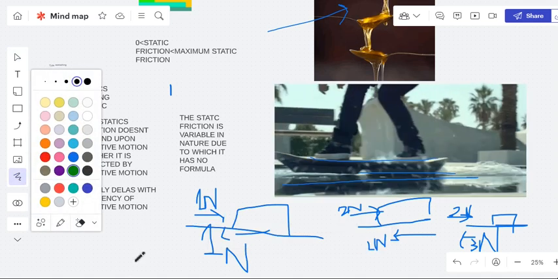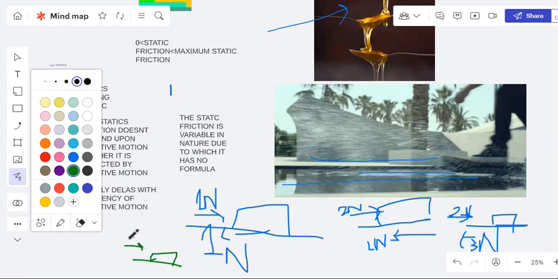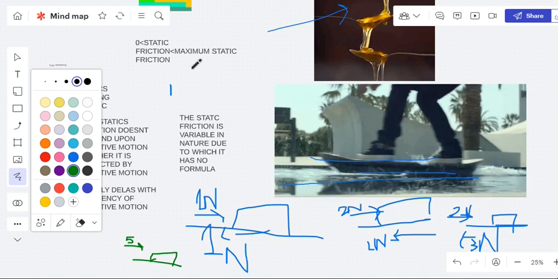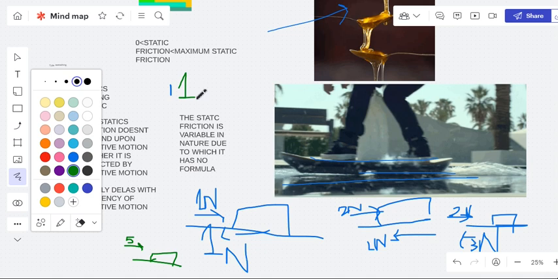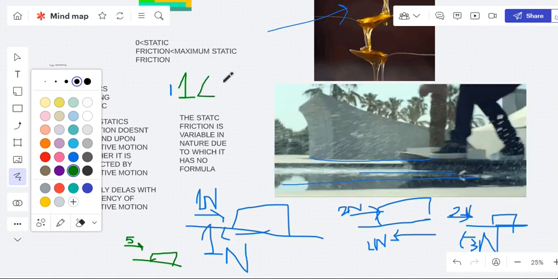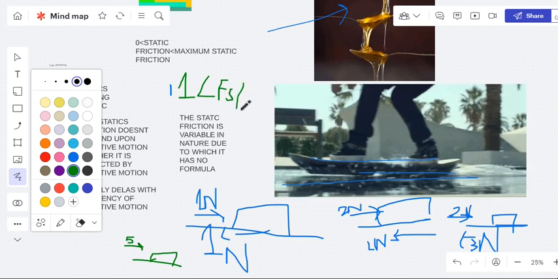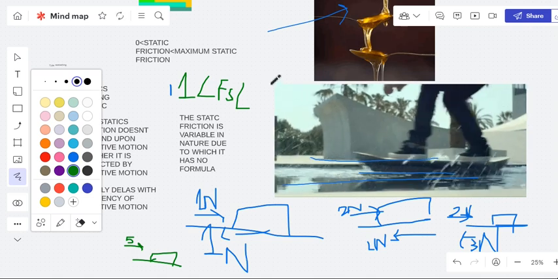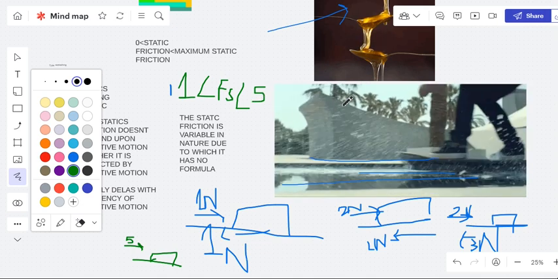For example, now I've applied a force of 5 Newton, and now this box displaces from its position, which shows that it now exceeds the maximum static friction. So I can use this pattern for writing static friction: Fs is greater than 1 and less than 5 Newton, right? So this is basically static friction, which is variable in nature.